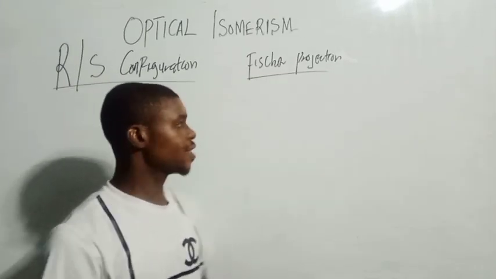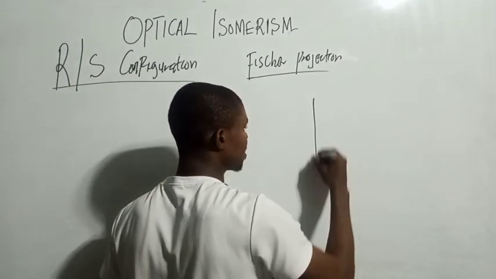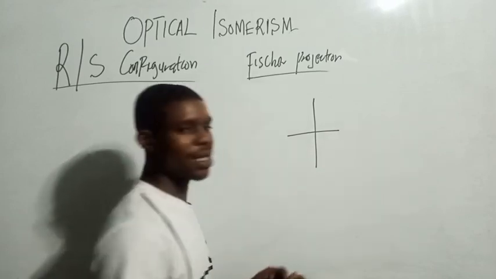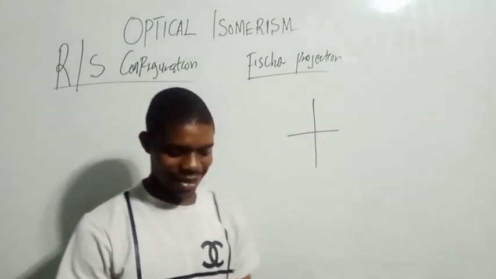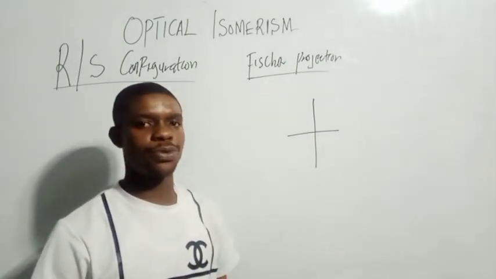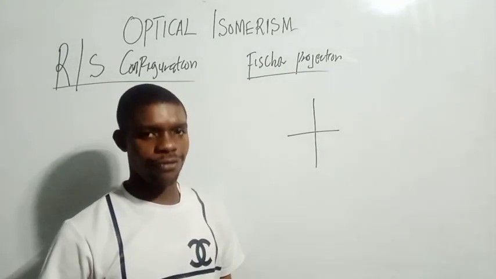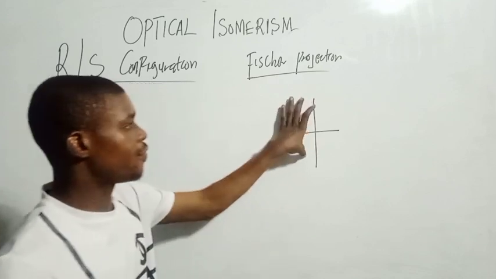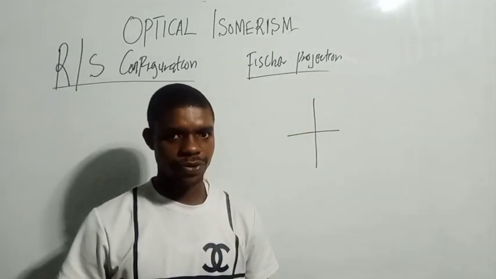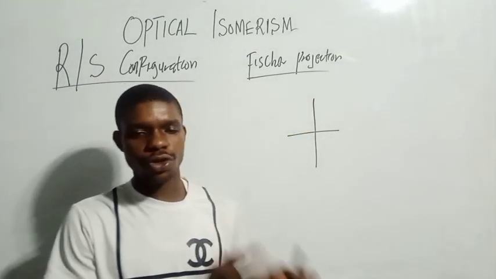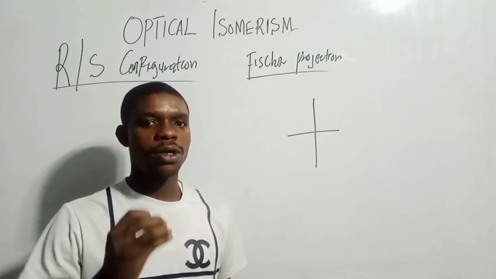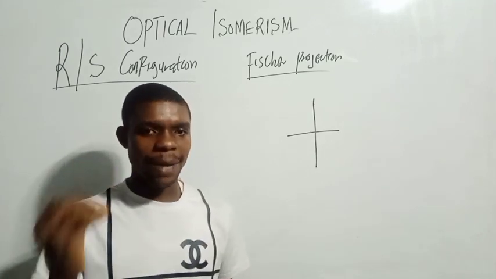Now remember, a Fischer projection has a vertical and a horizontal line. You have to start with one chiral center. So there are a couple of steps you need to follow when you assign R and S configuration. But first of all, what is a Fischer projection? A Fischer projection is a shortcut to draw a molecule in three-dimensional form.